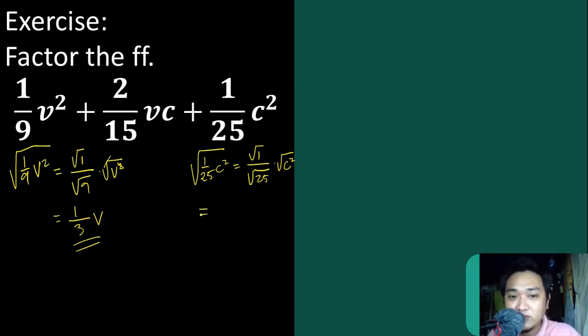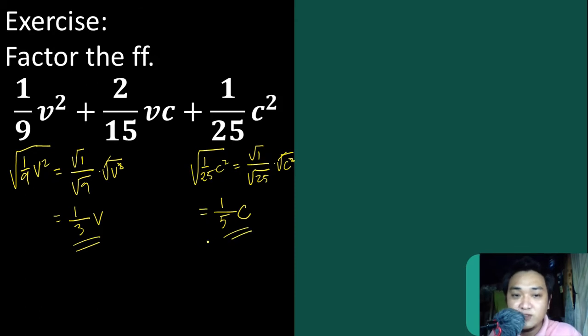So, what will be the square root of 1? The square root of 1 is just 1. The square root of 25 is 5. And the square root of c squared, we'll just cancel this out because di-divide lang naman yan sa 2. That is c.